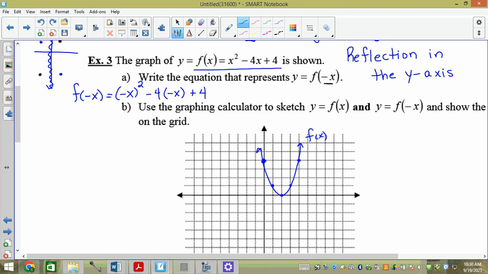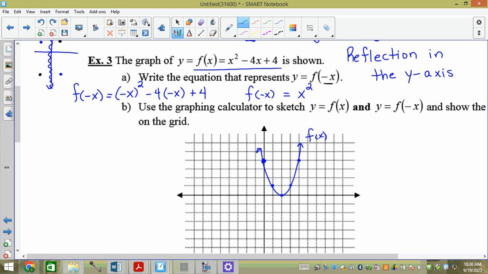Now what we're going to do is apply that squared in, because we can simplify this down. So our new equation is f of negative x, or y, whatever it may be, equals x squared. Why is it a positive x squared? Because the negative x, the whole thing is squared, which is negative x times negative x, which is positive x squared.